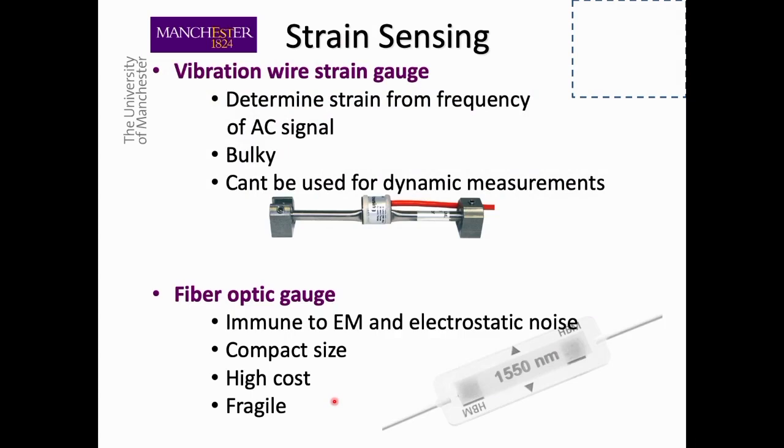You've also got fiber optic gauges, which have the real advantage of being completely immune to electromagnetic radiation because it's an optical system. So radio waves aren't going to affect it. The problem with optical systems is they're quite fragile. You can imagine if we've got glass fiber optics and they vibrate, then we may snap them and they may come to a problem.